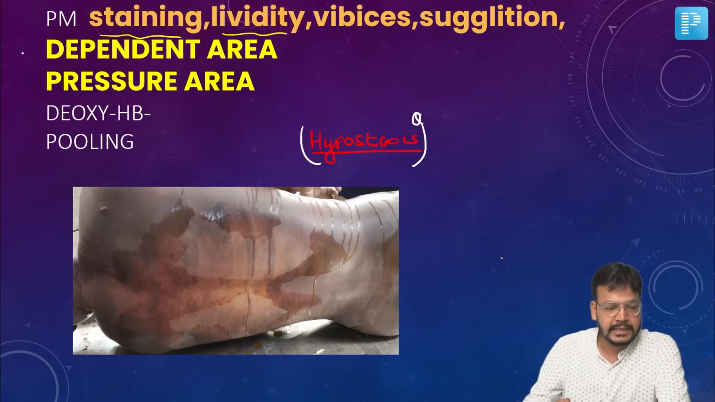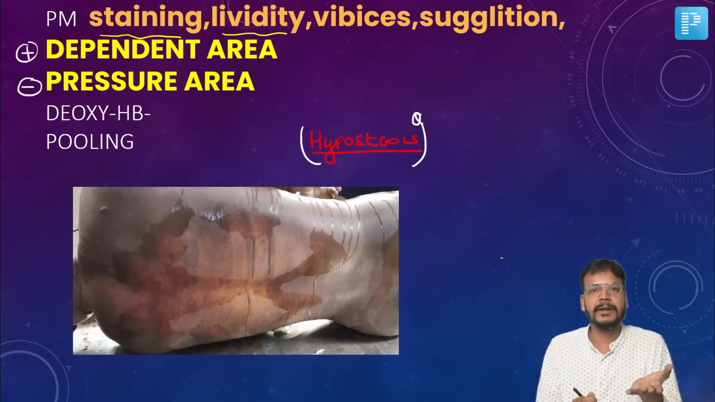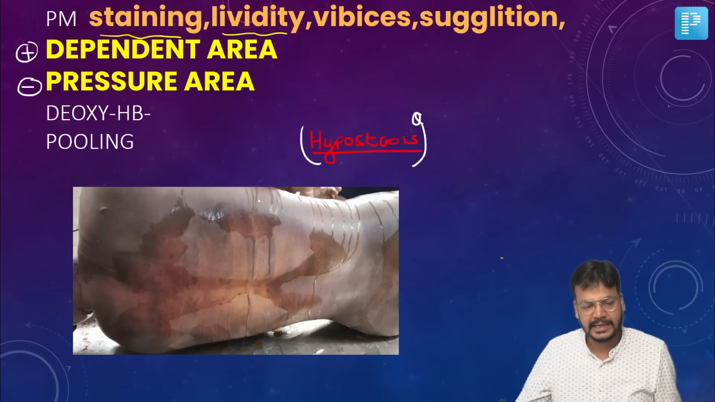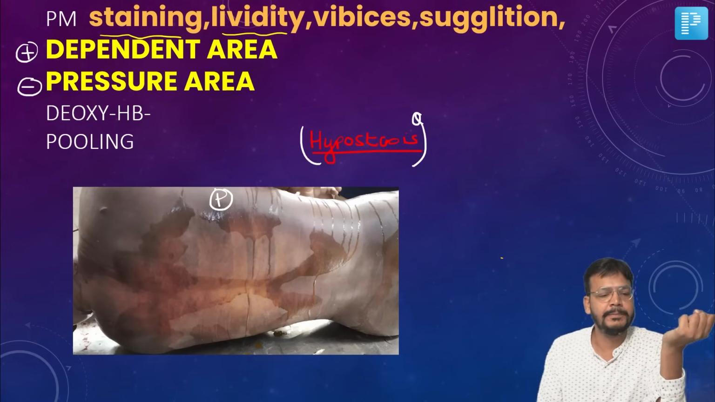Now, sir, these are present in dependent area, absent in pressure area. What is pressure area? Which is touching the ground. And what is dependent area? Slightly elevated. Like see, this is dependent area which is slightly elevated. So here postmortem staining will be present.